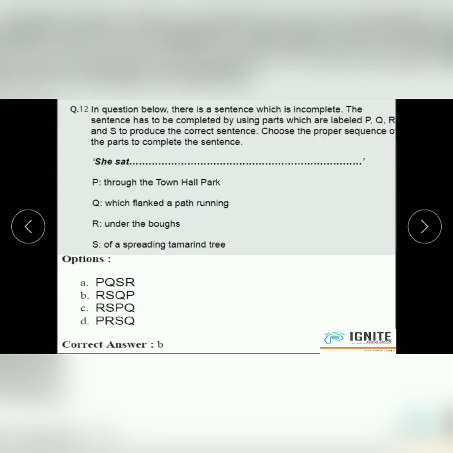Next question. In the question below, there is a sentence which is incomplete. The sentence has to be completed by using parts which are labeled P, Q, R and S to produce the correct sentence. Choose the proper sequence of the parts to complete the sentence. She sat. The correct order is option B: R, S, Q, P. That means she sat under the boughs of a spreading tamarind tree which flanked a path running through the town hall park.